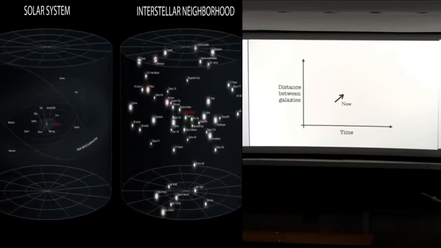Remember, the whole aim of the game was to work out, are we on the blue track or the red track? And it turns out the answer is neither. We're very much not heading for a big crunch universe, but we're also not heading for a universe that just seems to drift and drift. So what's going on? The universe seems to be accelerating.